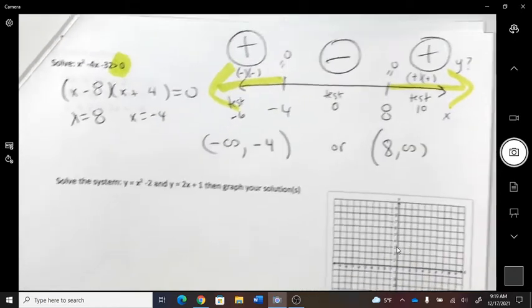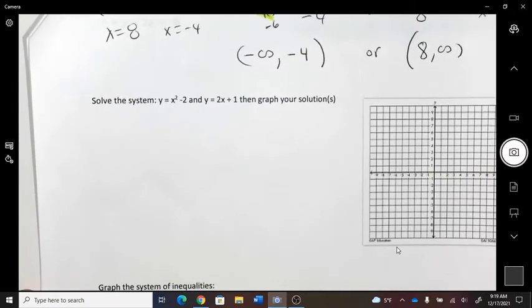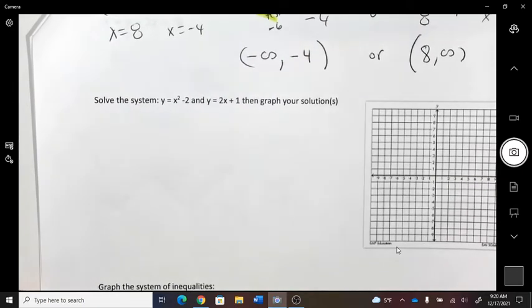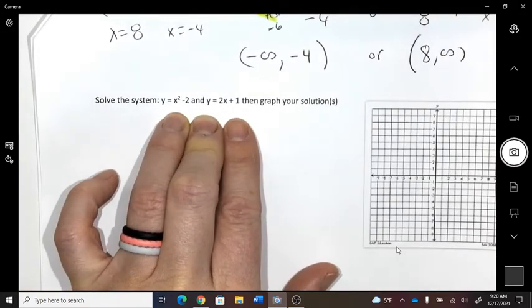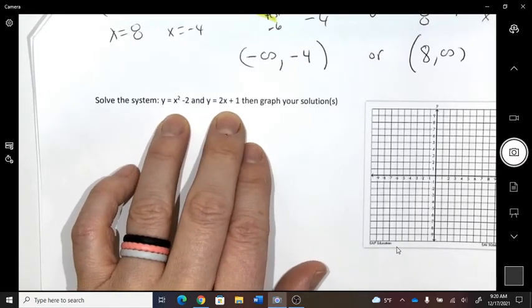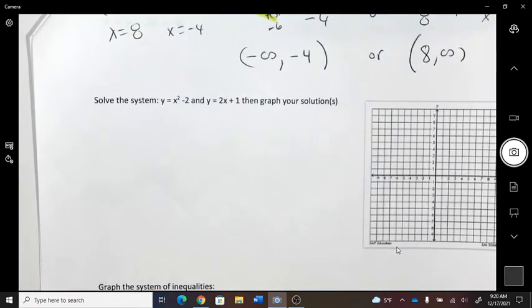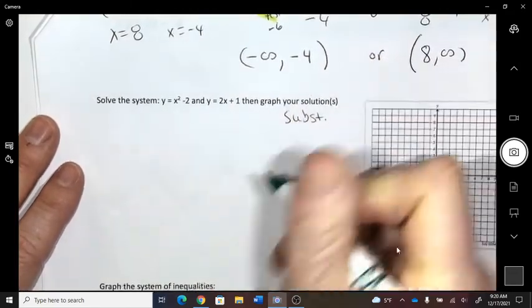Okay, solving systems of nonlinears. When I look at this, what do you want to do with it? Do you want to substitute, eliminate, or graph? Well, it says we have to graph, but when you just look here, do you want to do a substitution or an elimination? Which one would look easier on this example? I think I'm going to pick substitution.